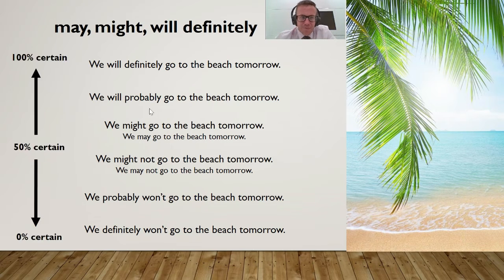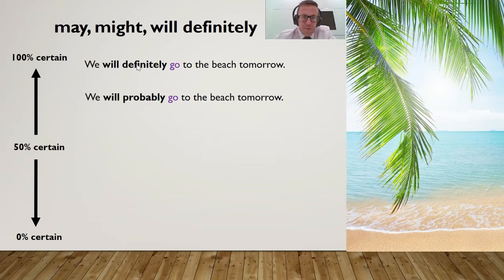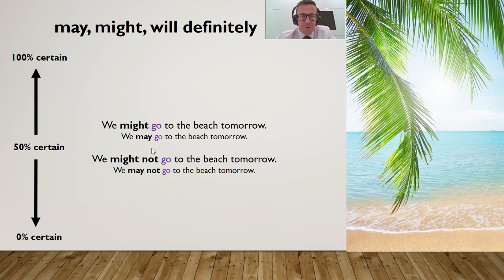The difference between these words, definitely, probably, might, is how certain we are. Is it something I am sure we will do, or something I am sure we won't do? So 100% down to 0%. For 100% we would say will definitely go. The verb comes after definitely. If we're a little less sure, we will probably go to the beach tomorrow. In the middle, we have might go to the beach tomorrow, or you can say we may go to the beach tomorrow. It's the same.